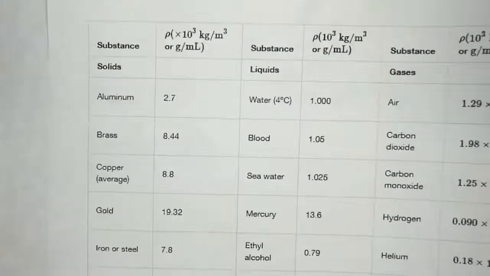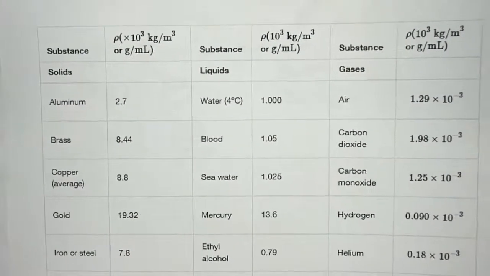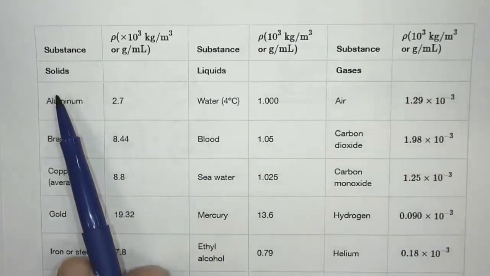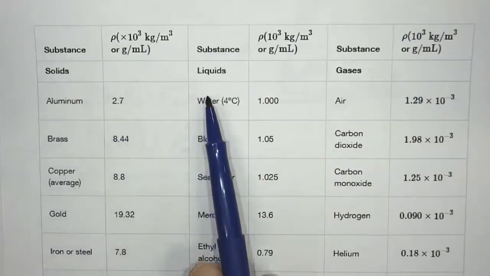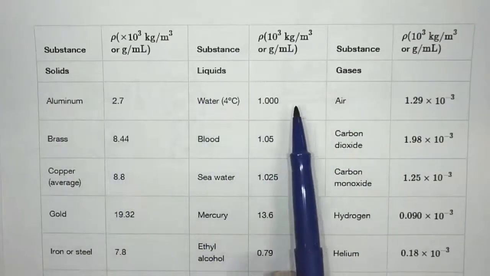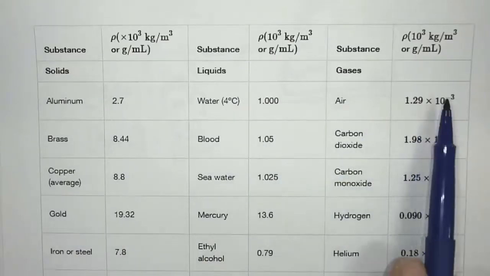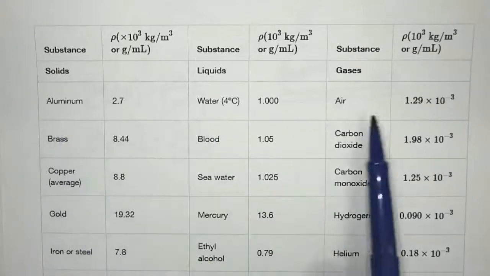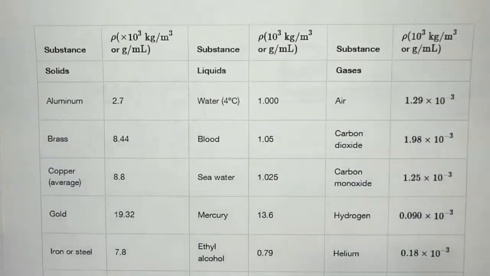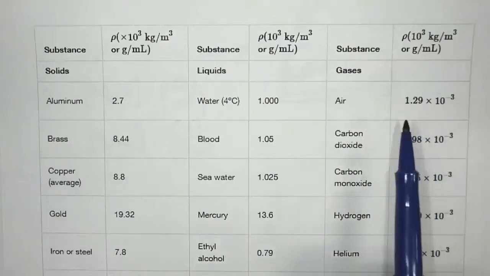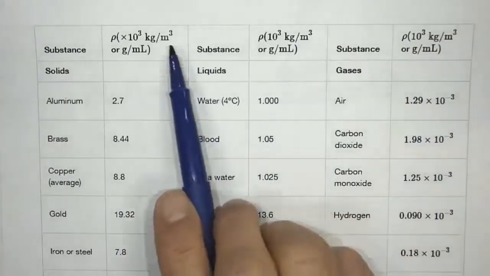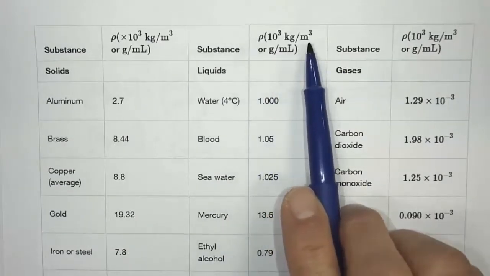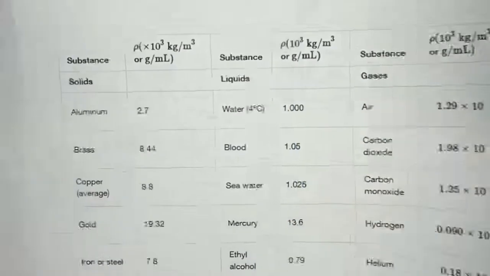Here's a chart that you can take a look at that has the different densities for different substances. One of the things you'll notice is that as you move from solids and liquids to gases, the densities actually decrease. These are a lot smaller densities than liquids and solids, because in gases the atoms and molecules are much more spread out. You can also take a look at the units at the top of this chart. The densities can be written in kilograms per cubic meter or grams per milliliter.